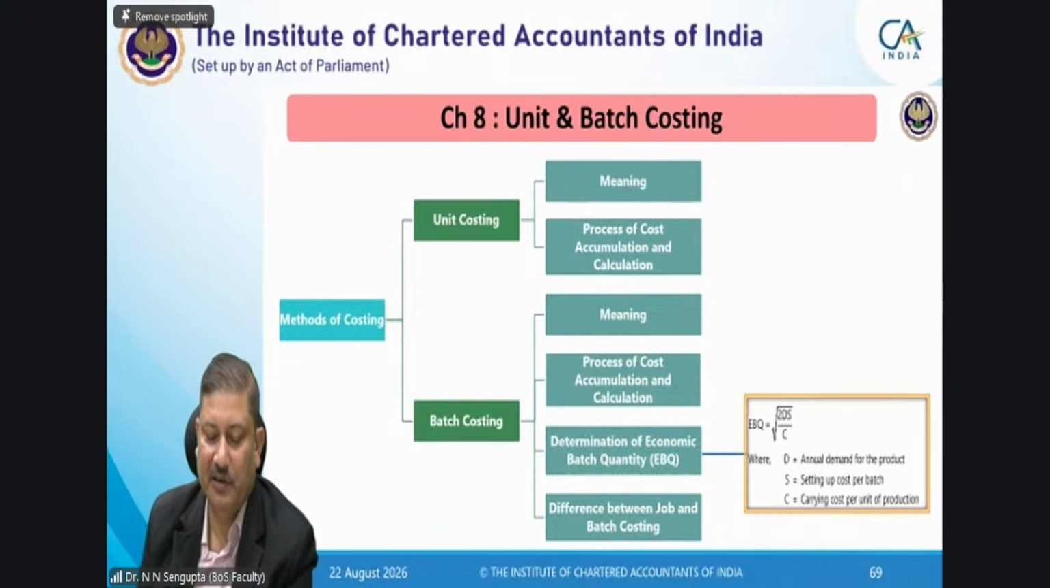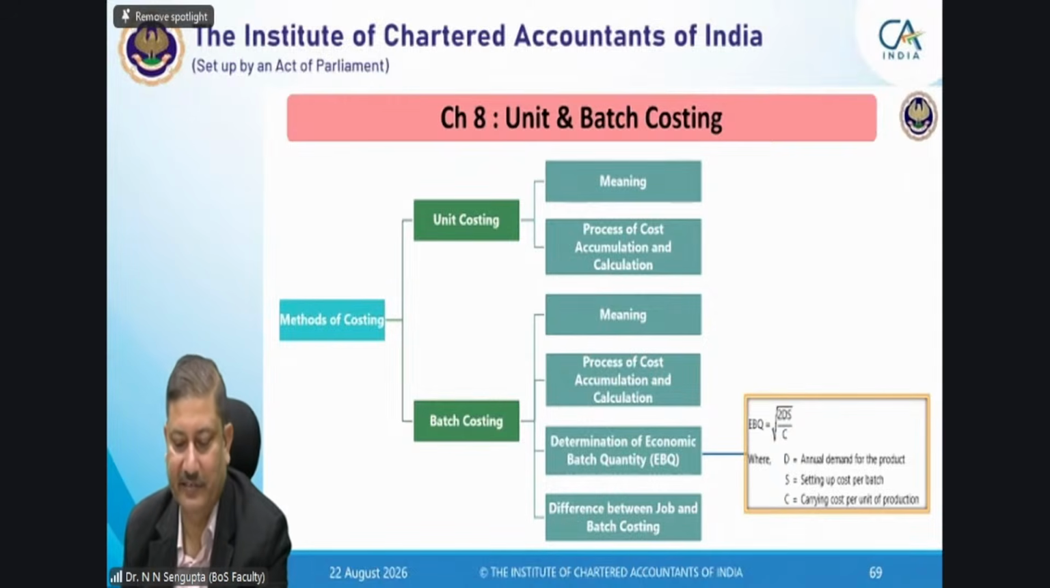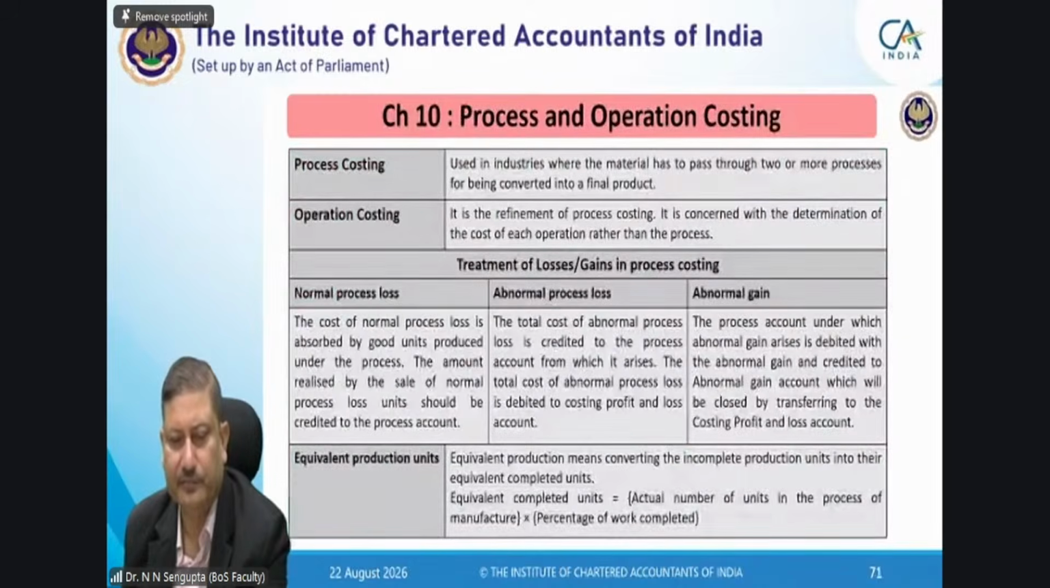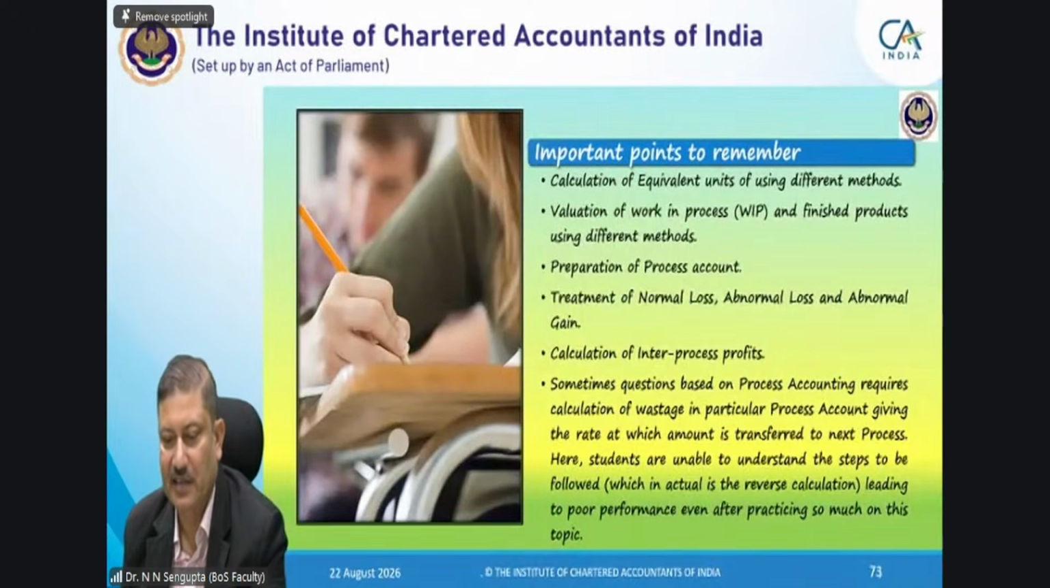Unit and batch costing, particularly regarding batch costing, it's basically based on the concept of the economic order quantity. So many times in the revision, we prefer to keep that batch or the economic order quantity and apply that in case of a batch. Then quickly going through the joint product, byproduct, and process is obviously important. And in case of process, inter-process profit is very important.